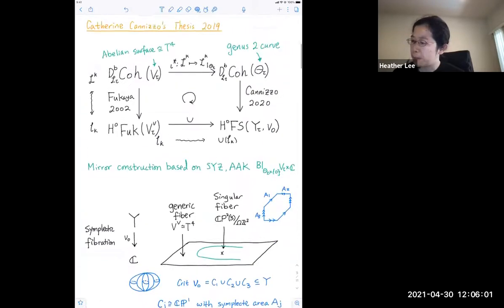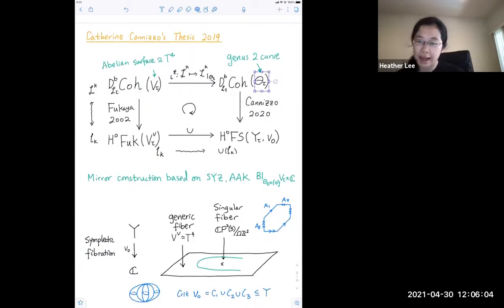So here we have this genus 2 curve, and that's embedded in this 4-torus. And the pullback of this embedding gives a functor from the derived category of coherent sheaves on the abelian surface to the category of coherent sheaves on the genus 2 curve. This functor just takes a line bundle on the abelian surface and restricts it to a line bundle on the genus 2 curve.